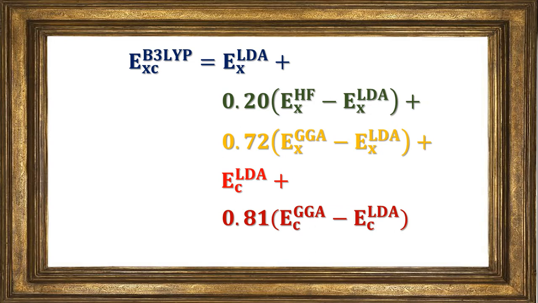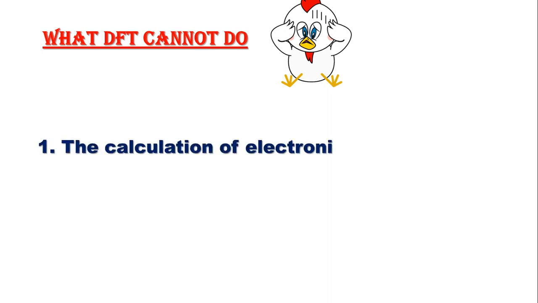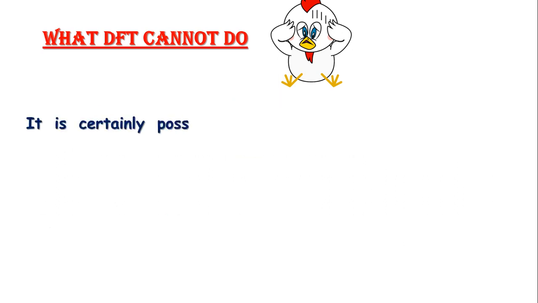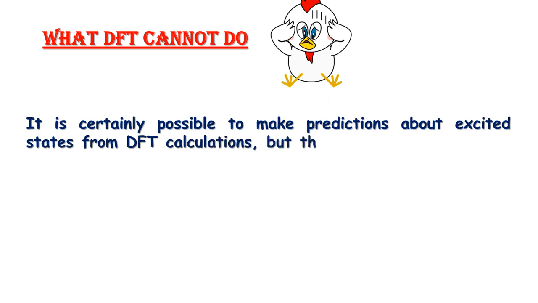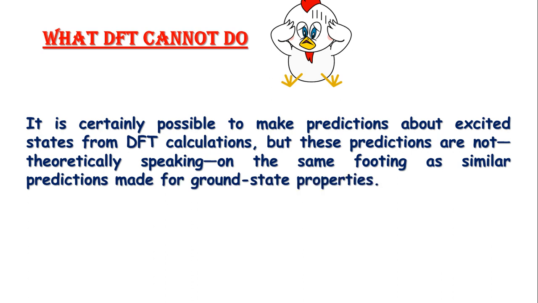Fine, after this, it's time for the last part of today's lecture. What DFT cannot do. The first situation where DFT calculations have limited accuracy is in the calculation of electronic excited states. This can be understood in a general way by looking back at the statement of the HK theorems. These theorems only apply to the ground state energy. It is certainly possible to make predictions about excited states from DFT calculations, but it is important to remember that these predictions are not, theoretically speaking, on the same footing as similar predictions made for ground state properties.